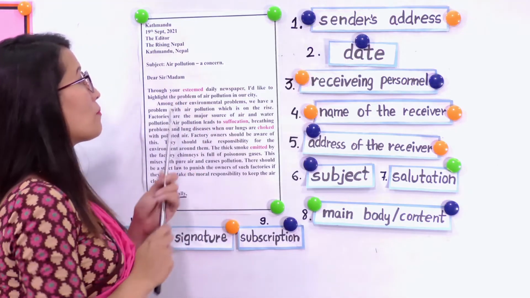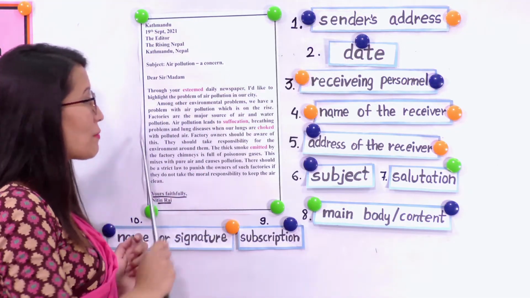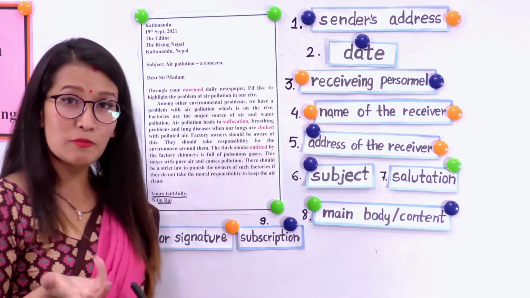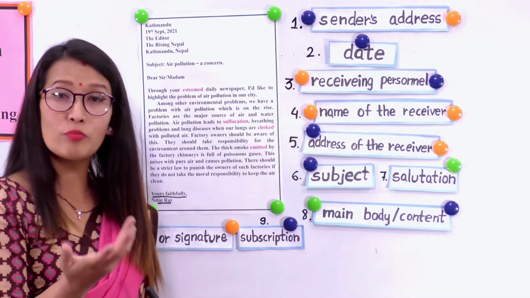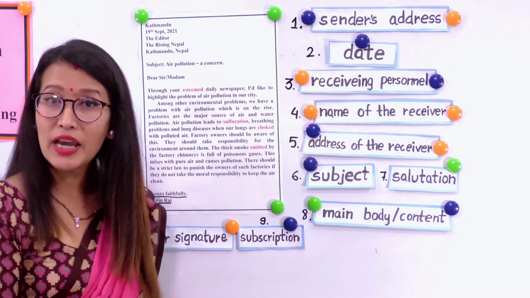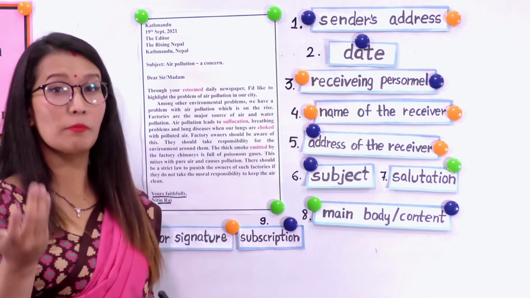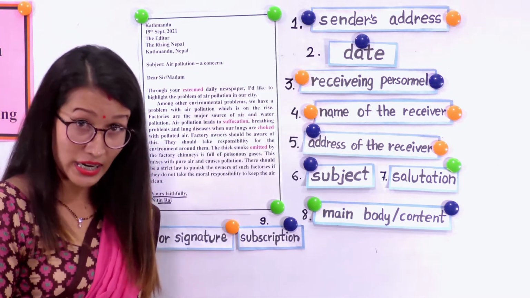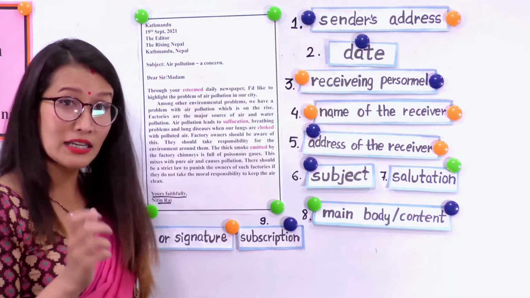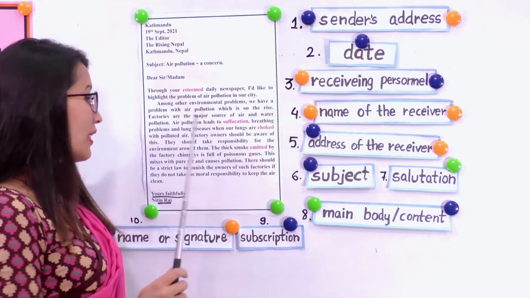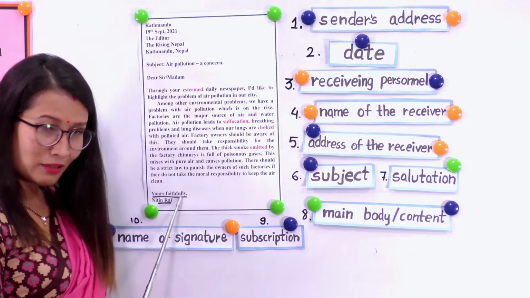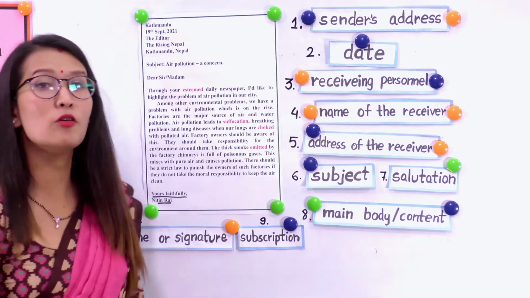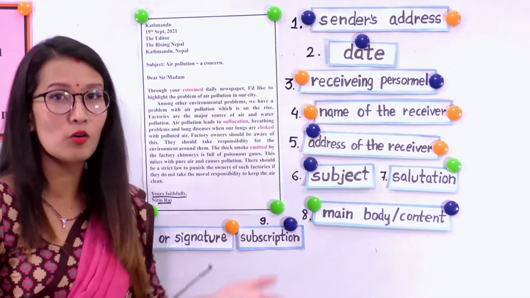Suppose here is air pollution. So the person is describing how air is polluting his city, what the problems are, who the reasons are, who made it like that, and what action the editor, other people, or the concerned authority can take. Concerned authorities can take action. And then the subscription, that means yours faithfully. And at last your name or signature. You can either sign or write your name.